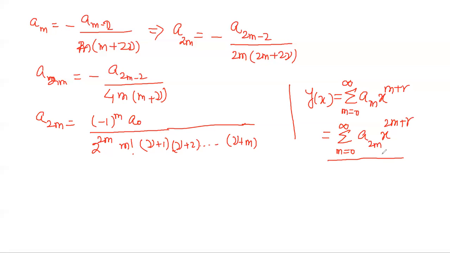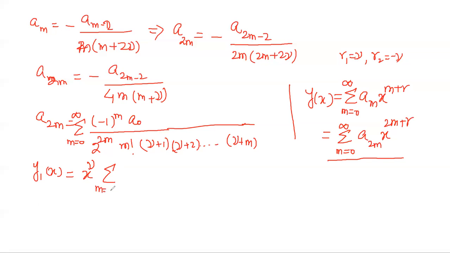So in this way the first solution can be written like this: y1 of x is equal to x power nu. We can take x power r outside because r1 is equal to nu and r2 is equal to minus nu. First we are using r1. So x power nu we can take outside, and then it will be the sum from m is equal to 0 to infinity.